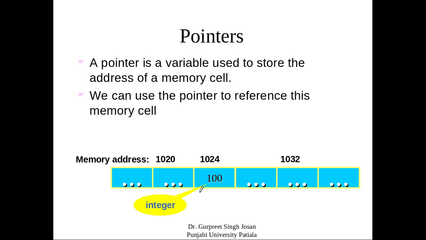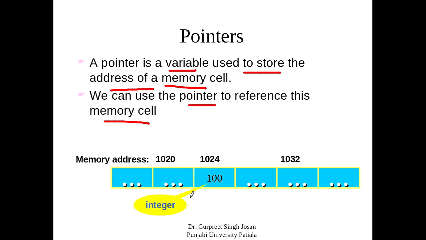Now coming to the pointer, what is it? It is just a variable. As we have declared all other variables, it is also a variable. Variable means its value can be changed. But how is it different from other variables? This is a variable that is used to store the address of a memory cell. So in other variables we are storing the value, but in the pointer kind of variable we are storing the address. So we can use the pointer to reference this memory cell.